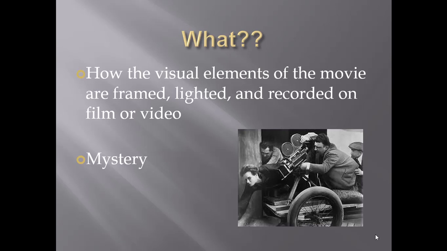The book starts explaining what is cinematography. It says that is how the visual elements of the movie are framed, lighted, and recorded on film or video. And it says that it is a mystery because it's a combination of technicalities and creativity and art.